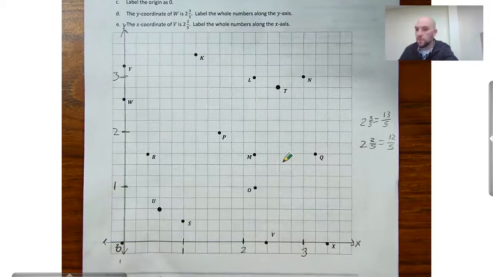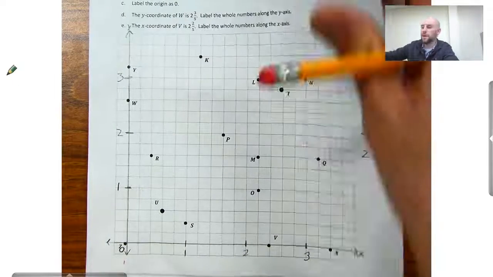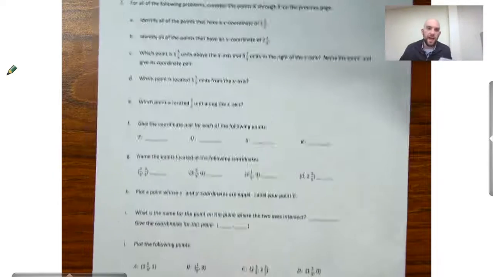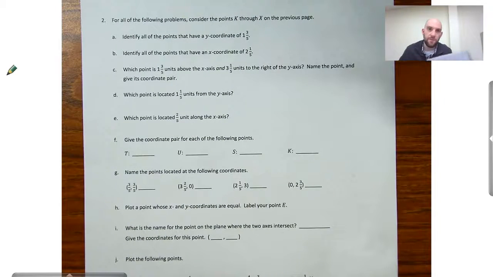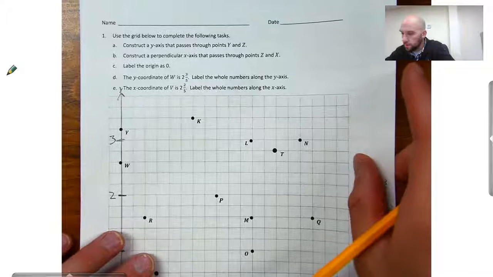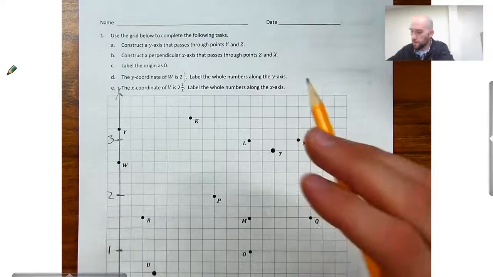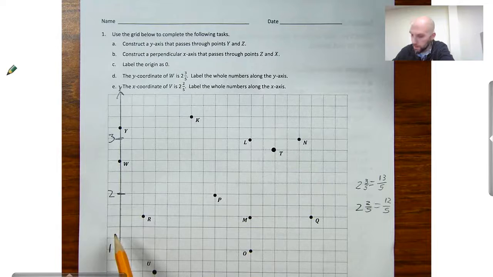All right, so we're going to end up using this coordinate plane to answer some questions on the next page. So I'm going to have to flip back and forth here. Let's look at the top of our page here. It says, for all the following problems, consider the points K through X on the previous page. Identify all the points that have a y-coordinate of 1 3/5. All right. So we're going to look for 1 3/5. So y-coordinate right here, 1, and then 1, 2, 3/5 right here.